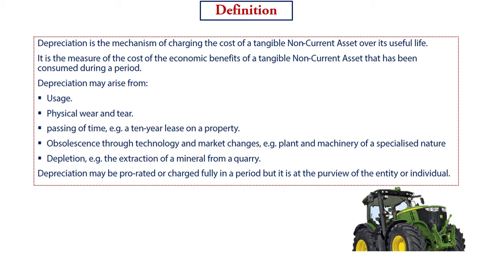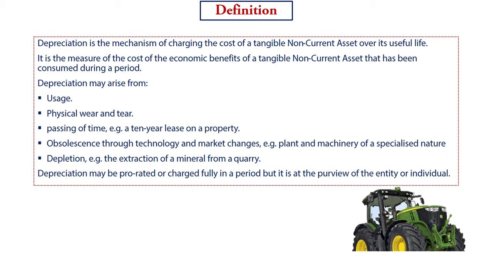Depreciation may arise from usage, that is, using an asset to generate income for the business. Physical wear and tear, that is, physical breakdown or deterioration. Passing of time, for example, a 10-year lease on a property. Obsolescence, that's through technology and market changes, for example, plant and machinery of a specialized nature. Okay, so if there's a new technology, the asset will be deemed to have depreciated.